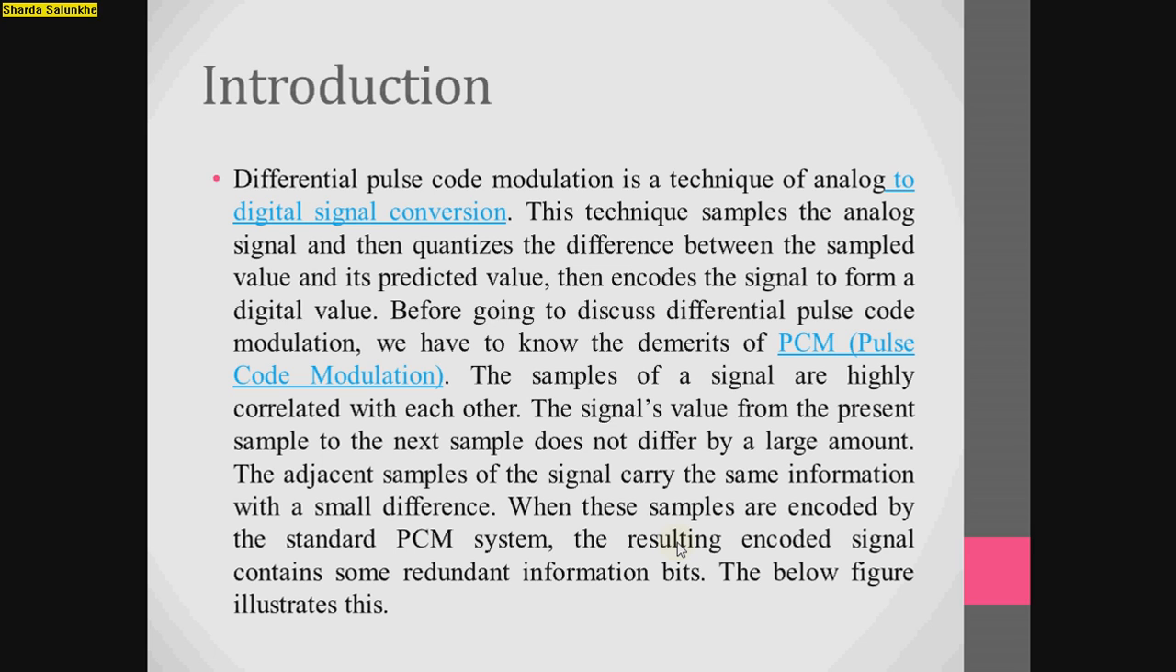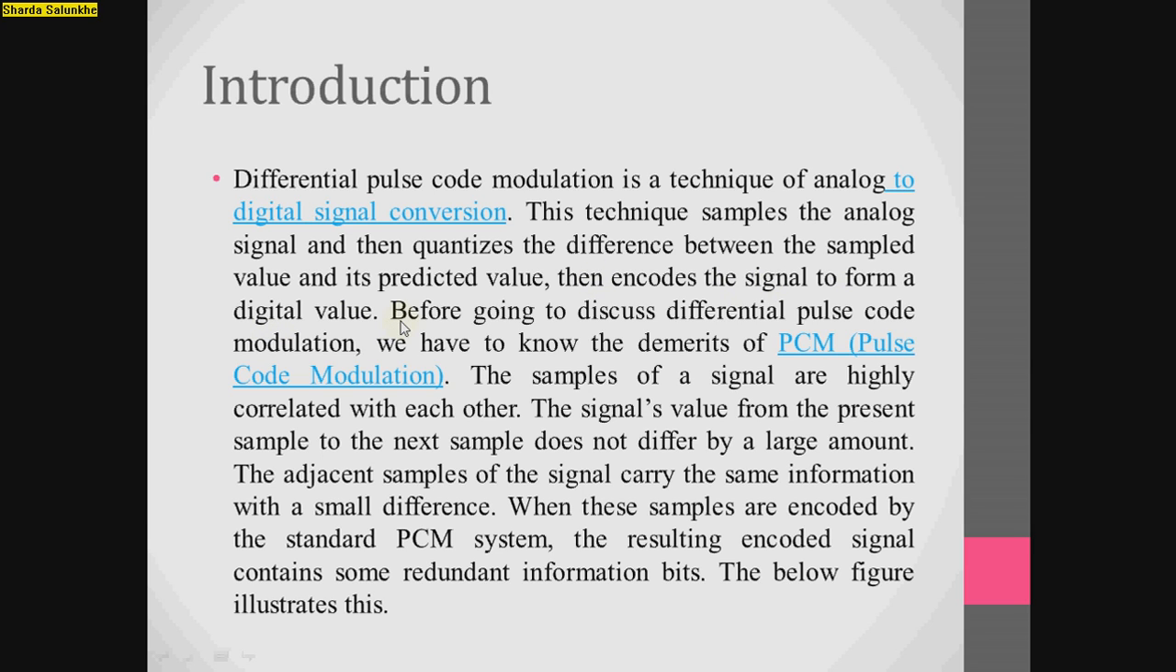The differential pulse code modulation is a technique of analog to digital signal conversion. So this technique is similar to the analog to digital conversion process. This technique samples the analog signal and then quantizes the difference between the sampled value and its predicted value, and then encodes the signal to a digital value.